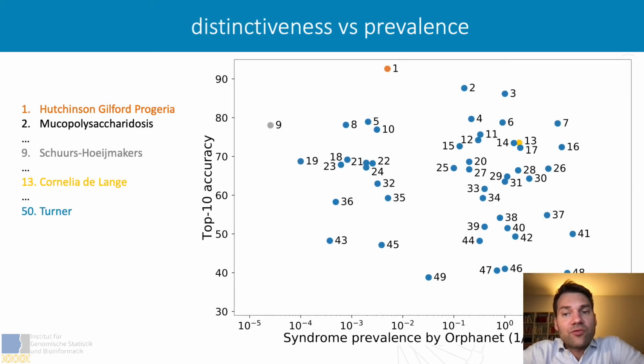Let's first revisit distinctiveness or recognizability, here measured by the top 10 accuracy that GestaltMatcher achieves. On the x-axis, we used here another estimator for prevalence, which is data from OrphaNet. Depicted here is a random subset of 50 OMIM disorders. Some of them are named on the left and colored. But the overall message here is there is no correlation.